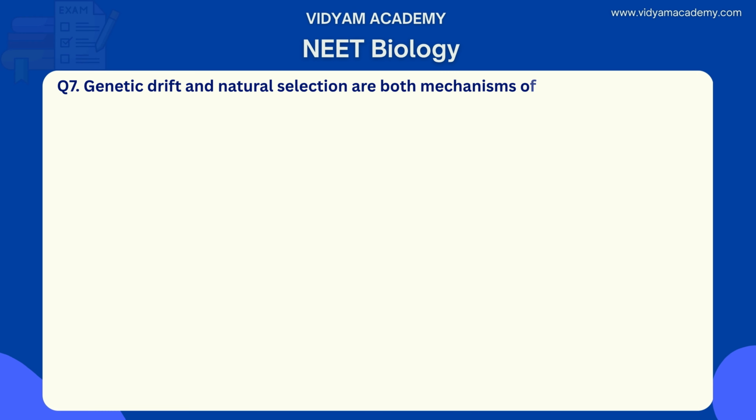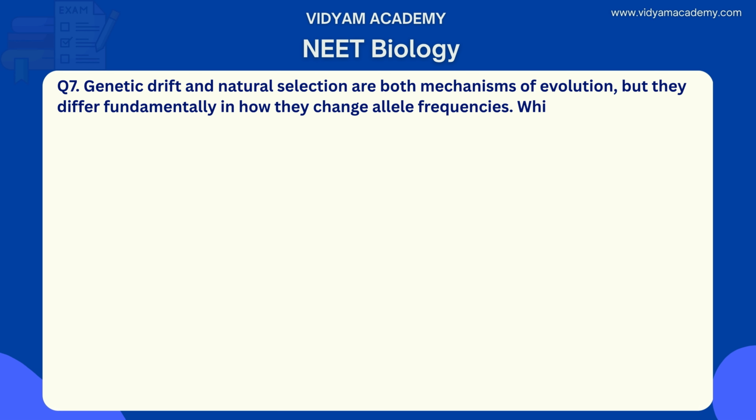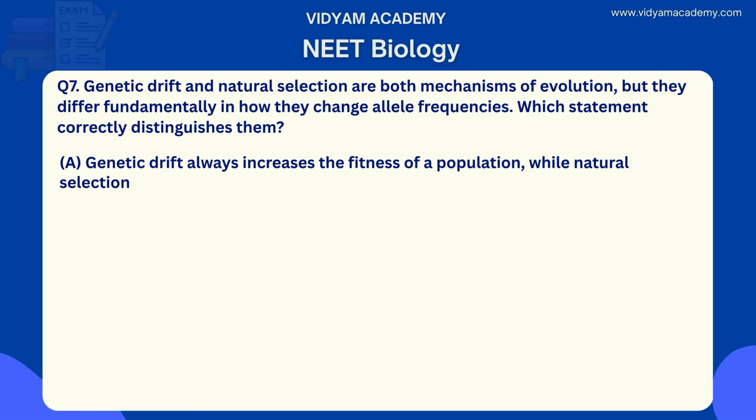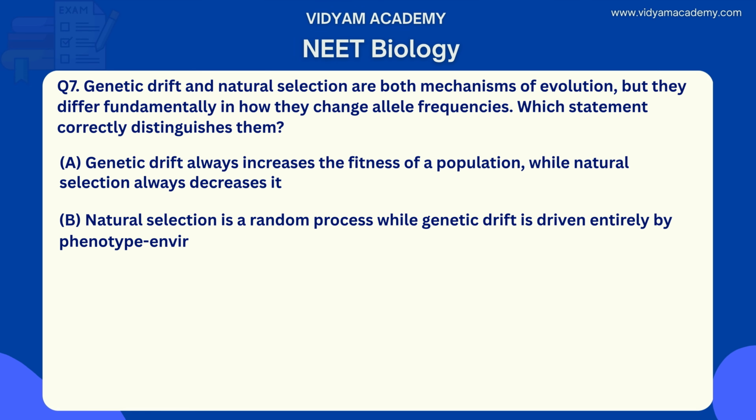Genetic drift and natural selection are both mechanisms of evolution, but they differ fundamentally in how they change allele frequencies. Which statement correctly distinguishes them? Option A. Genetic drift always increases the fitness of a population while natural selection always decreases it. Option B. Natural selection is a random process while genetic drift is driven entirely by phenotype-environment fit.